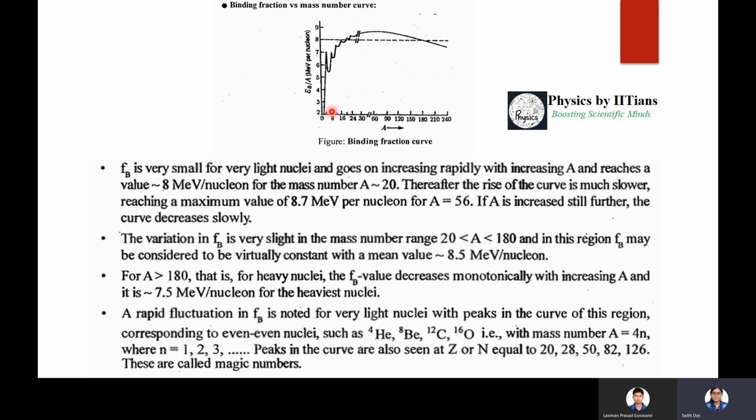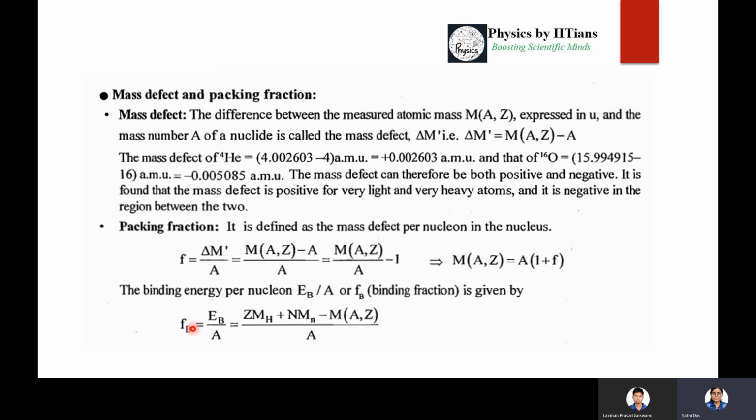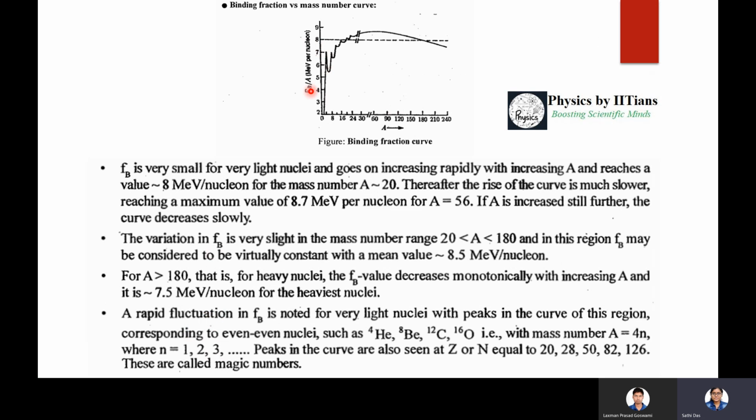So how do you get that? It will give like this way. So let us study its characteristics. So FB, that is the binding fraction. Okay, this is FB, that is EB by A, which we are plotting, and along the x direction, this is A, that is the atomic mass.